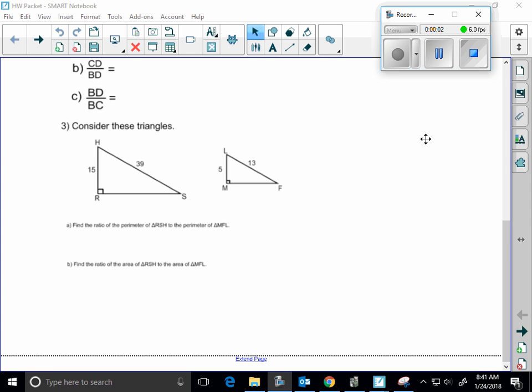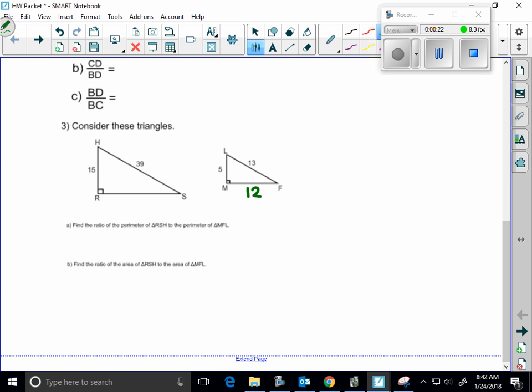Okay, so number 3, in order to find the perimeter for part A, I got to use Pythagorean theorem. Is anybody familiar with Pythagorean triple that has a 5 and a 13? What's the other side? Remember? 5, 12, 13. That's a Pythagorean triple. These two triangles are similar.